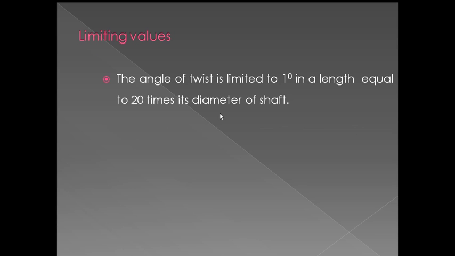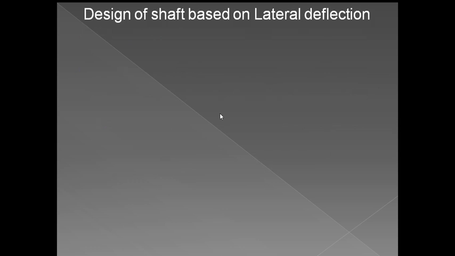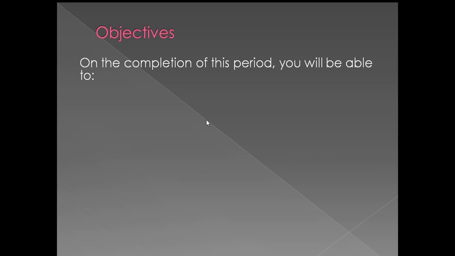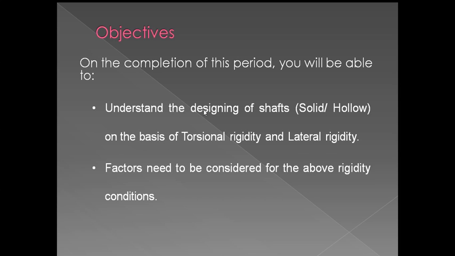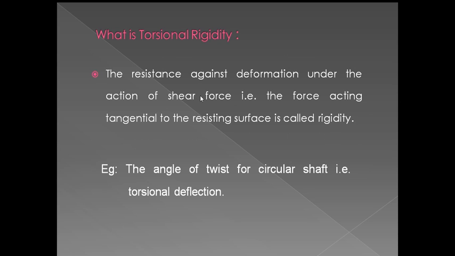So here we discussed the design of shaft based on rigidity. Rigidity is the resistance against the deflection or deformation of the shaft. So here we have two types of rigidities. One is torsional rigidity and another one is lateral rigidity. First we consider the torsional rigidity, that is nothing but the angle of twist.